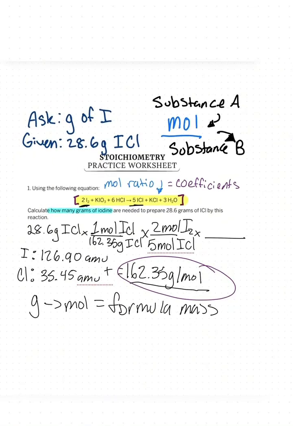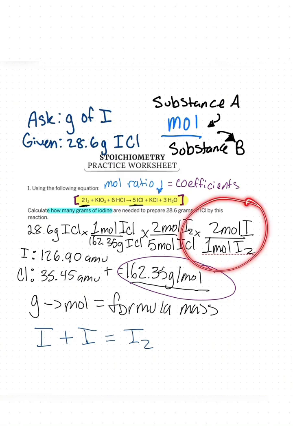We have 2 moles of I2 up here, but we're not being asked moles of I2 or grams of I2. We're being asked grams of specifically iodine. So what we can do is isolate that iodine. So yes, we know that with 5 moles of ICl, we also have 2 moles of I2 due to the molar ratio, right? The coefficients. But we also know that in 1 mole of I2, there's 2 moles of iodine. Why? You have I plus I equals I2. And I did this just for the sake of isolating my I.